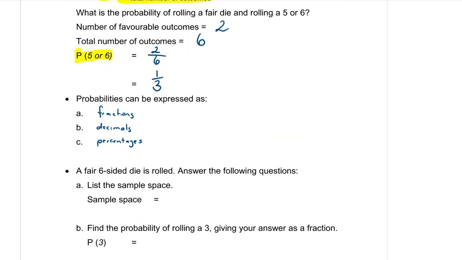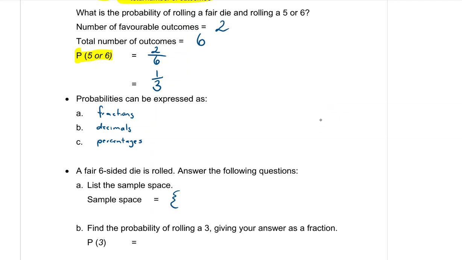A 6-sided dice is rolled, and it does say they're a fair 6-sided dice. Okay, so we are assuming that all the numbers are equally likely to roll. Answer the following questions. First of all, A, list the sample space. The sample space, which we normally give the letter S, we write in some curly brackets. It's a bit of a squiggle to write those brackets. The proper way to do it is you do a curve, then a pointy bit in the middle, and then another curve shape. But any kind of squiggly bracket will be fine.